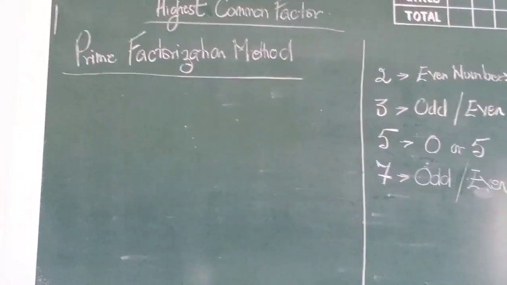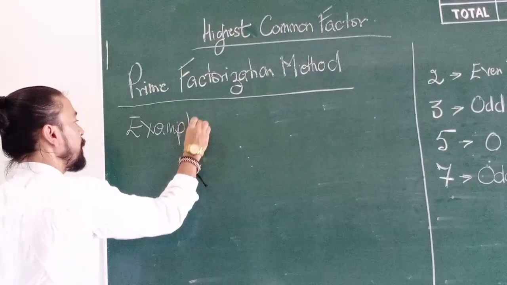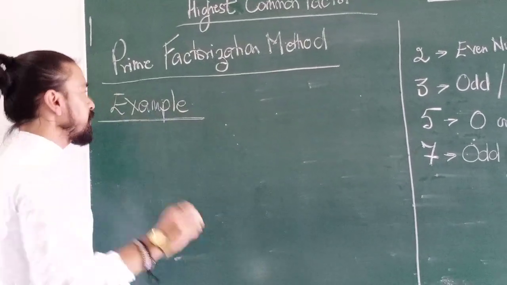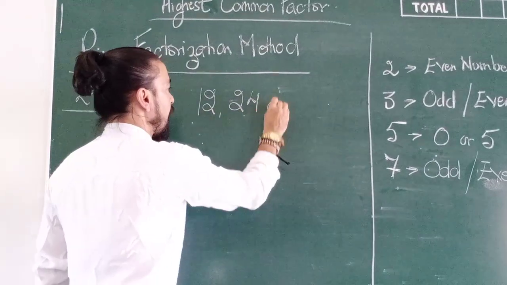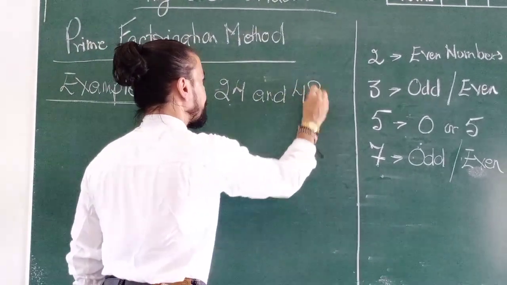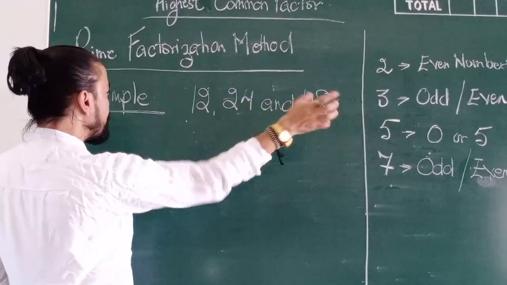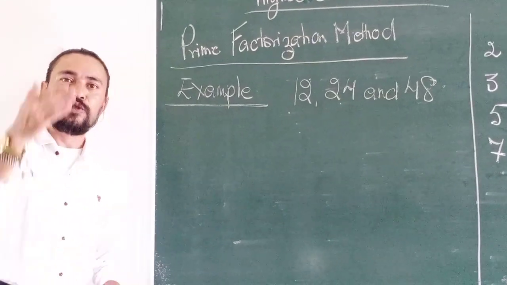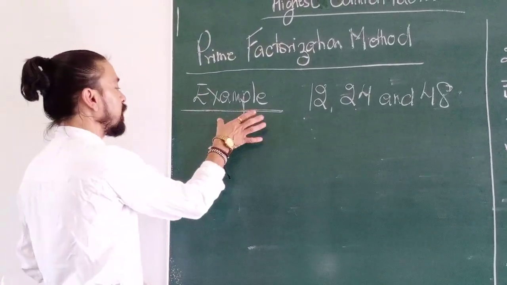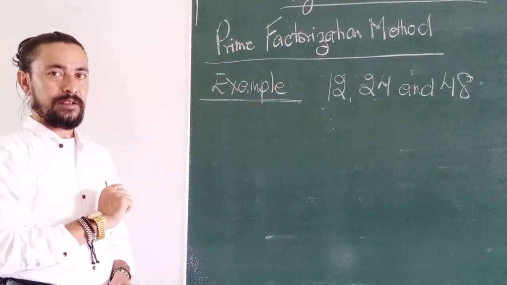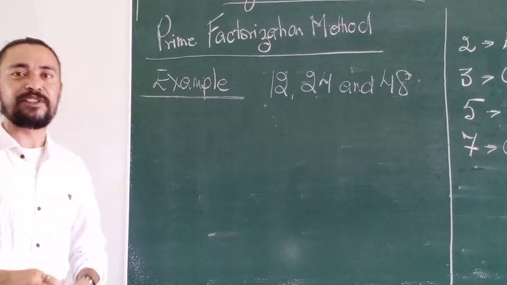Now let's look at an example. I am showing you the prime factorization method. Let's take 3 numbers, 12, 24 and 48. What I need to do out here is, I need to take all these numbers separately and factorize them using the short division method. That short division method is the next method, but using the method of short division, I will factorize these numbers or divide these numbers starting with my prime numbers.